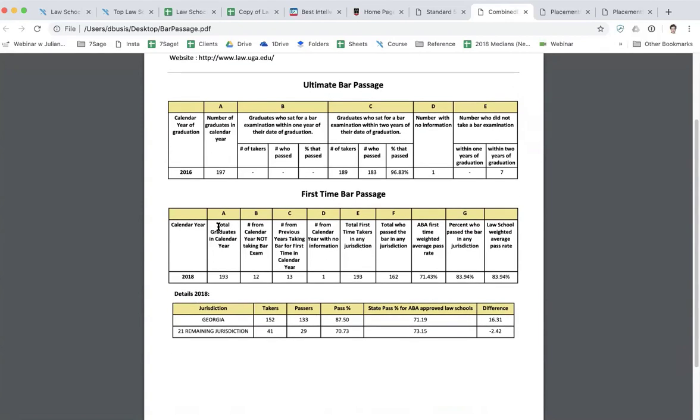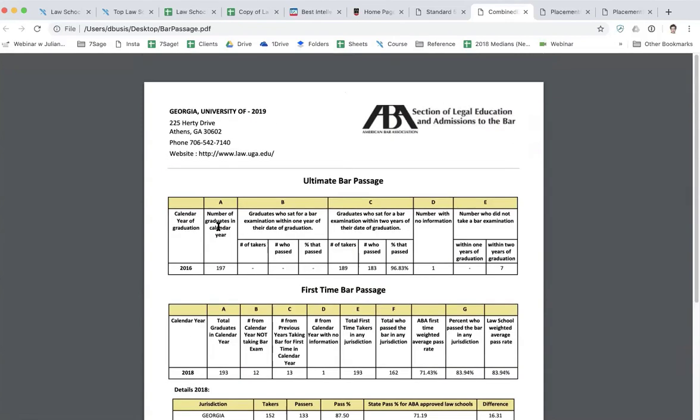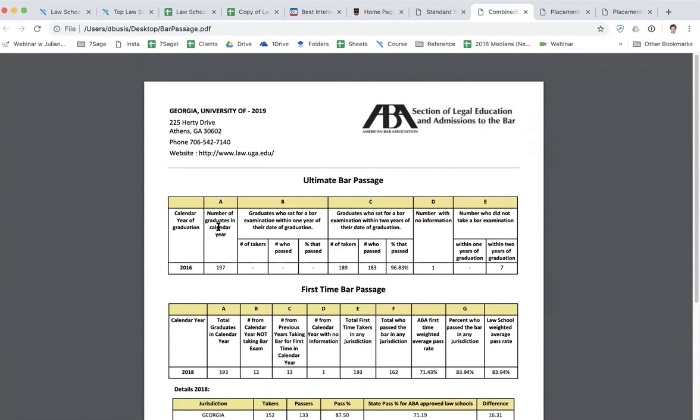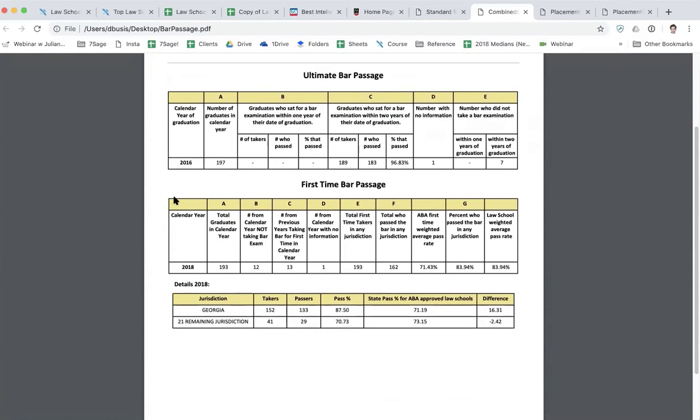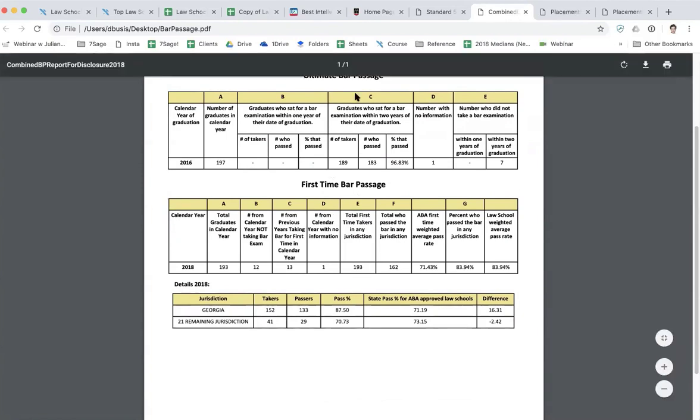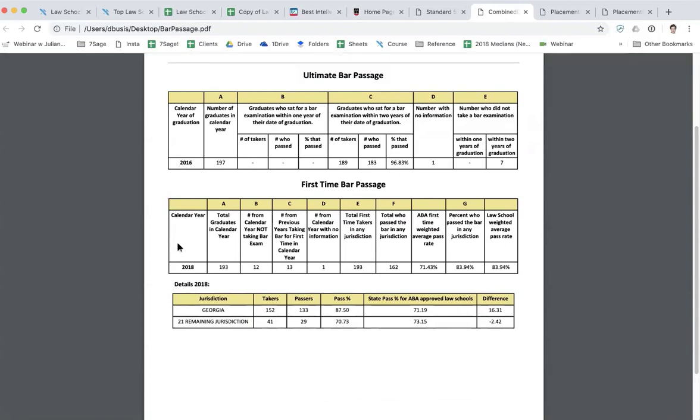Got it. Selene, can you maybe help us make heads or tails of this bar passage sheet? Okay, so we've got first time bar passage and ultimate bar passage. You have people who take it for the first time and pass it, which is a good number to have. You want that to be nice and high. Then you have people who didn't pass it the first time or the second time or the third time, and they continue to take it. Those are the repeat takers.